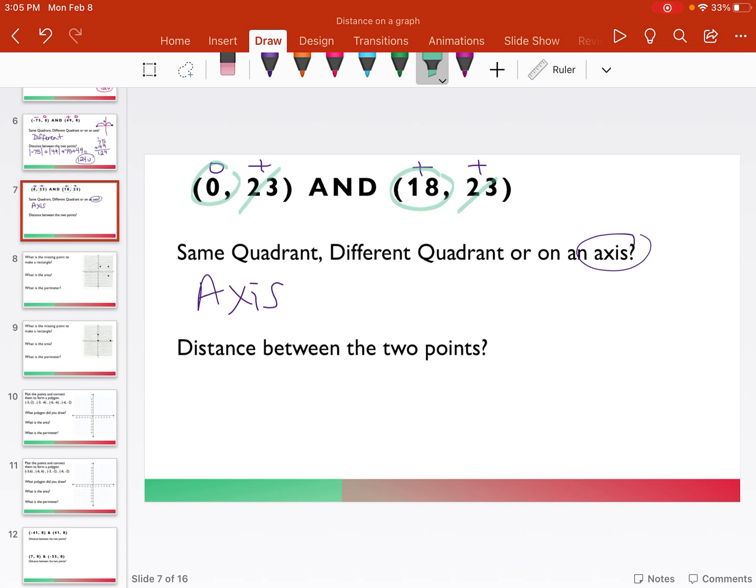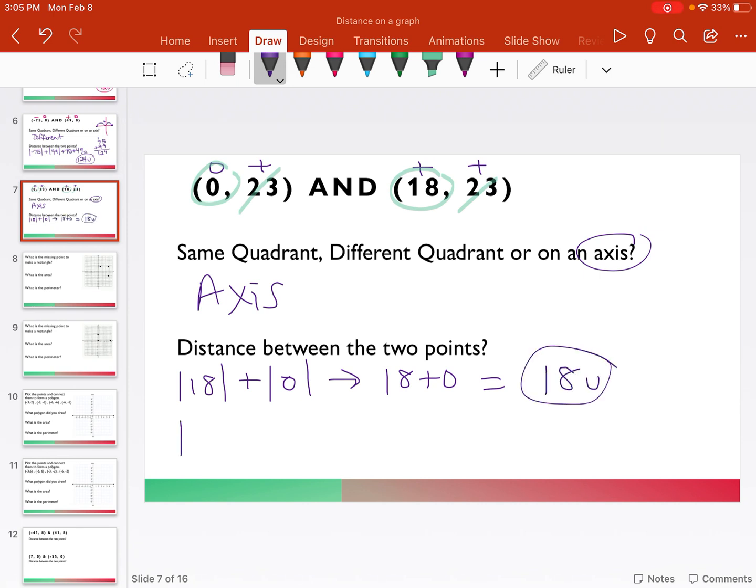So I am going to do the absolute value of 18 plus the absolute value of 0. 18 plus 0 equals 18 units. Or you could have done the absolute value of 18 minus the absolute value of 0. 18 minus 0 also equals 18 units. Either one is just fine.